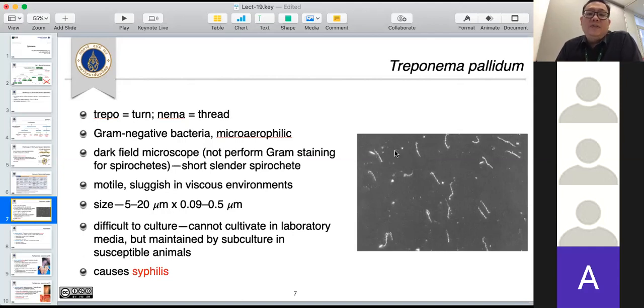Treponema pallidum is so slender, so thin, motile, sluggish. They move because they have flagella inside the periplasmic space. So you need to remember flagella of bacteria. When you learn flagella in gram positive and gram negative, they differ because gram negative have an outer membrane. But for spirochete, the flagella stay in the periplasmic space and the outer membrane.